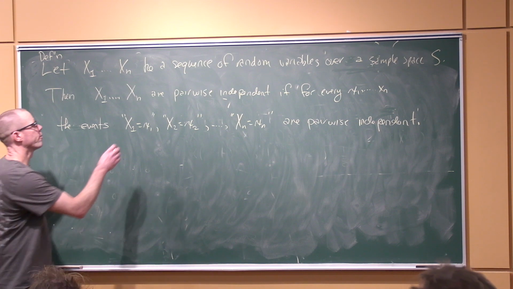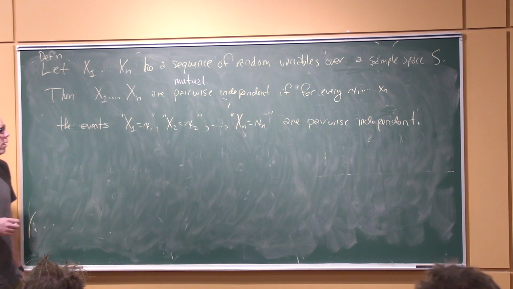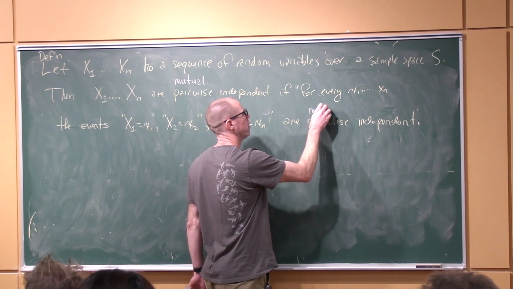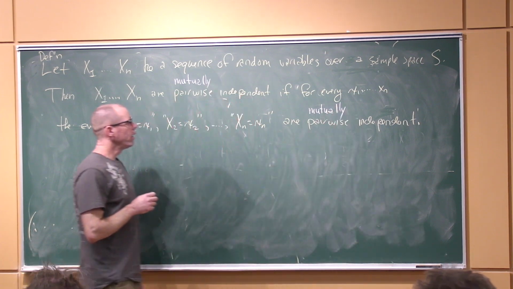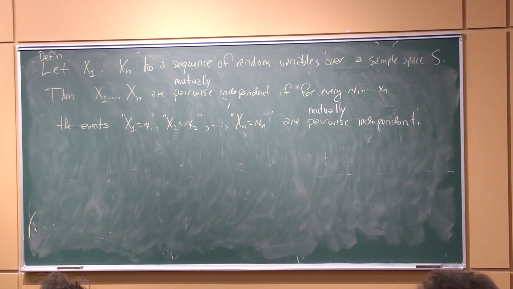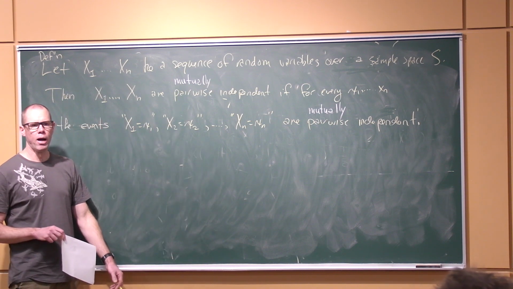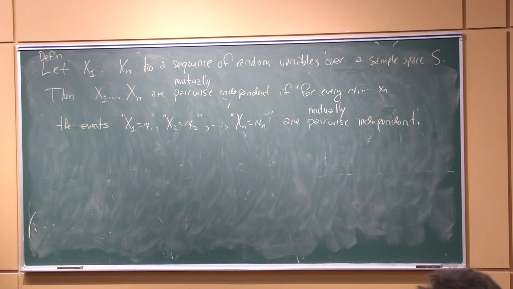And if I replace the word pairwise with the word mutual, mutually, in both places, then it's the same definition as well. Okay. So mutually independent random variables are really the ones that are great to work with, because it doesn't matter what I tell you about any subset of them, it doesn't tell you anything about the stuff that's not in that subset. And that turns out to be really, really useful, and we'll use that a little bit later.